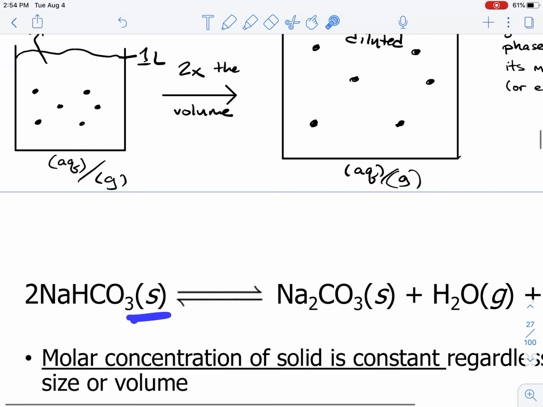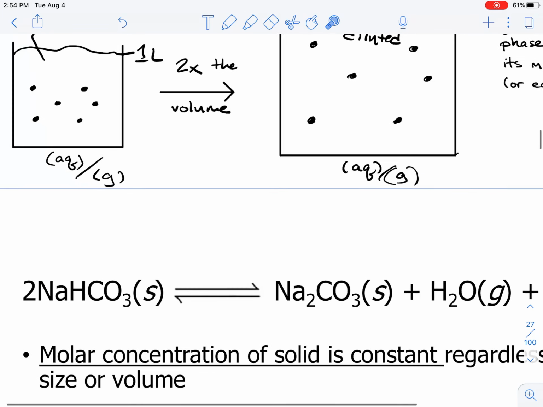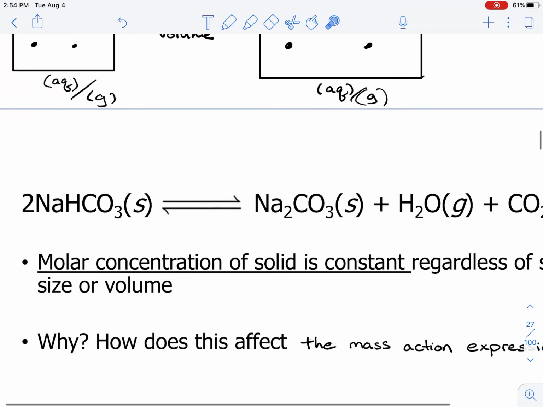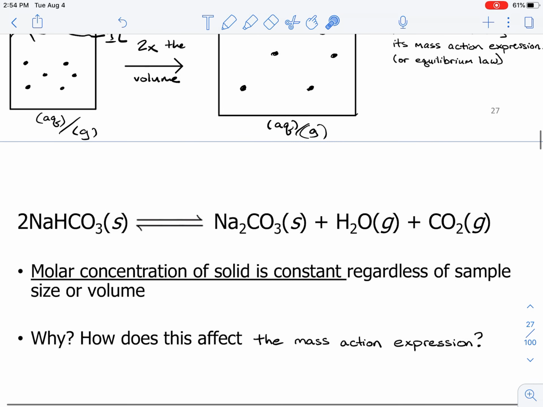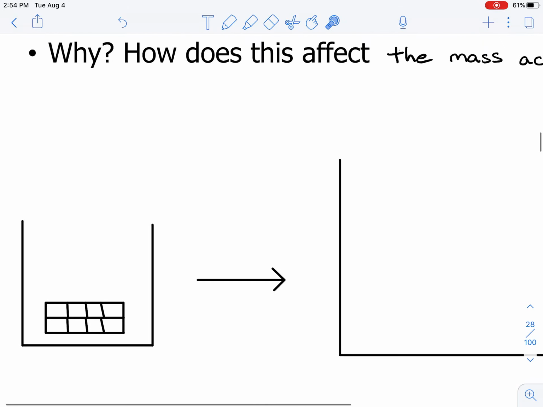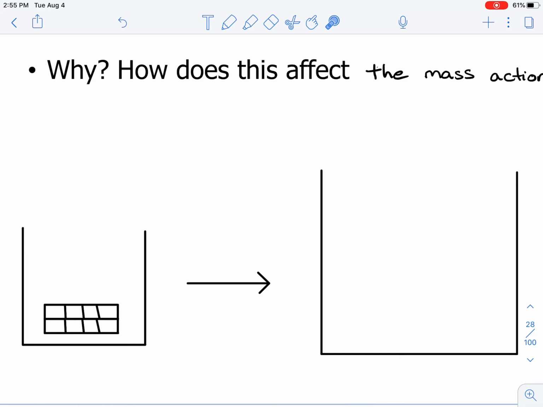So what if we have something that's solid in phase? And so it turns out that the molar concentration of the solid is constant, regardless of the volume. So it's volume independent. And so how does this affect the mass action expression? And so let's go ahead and take a look at an example. So let's just say that here we have this container, and this substance is going to be solid in phase. And so let's just say that we fill this solid up to 1 liter.